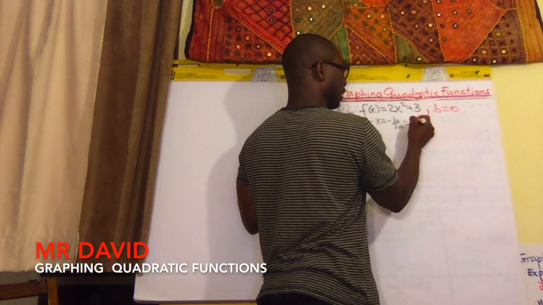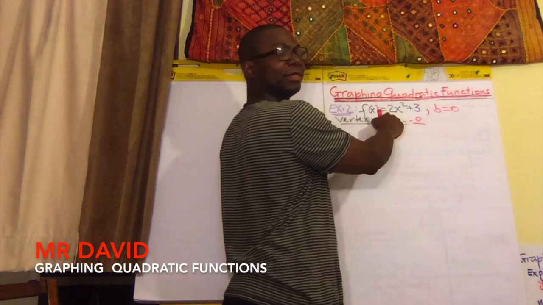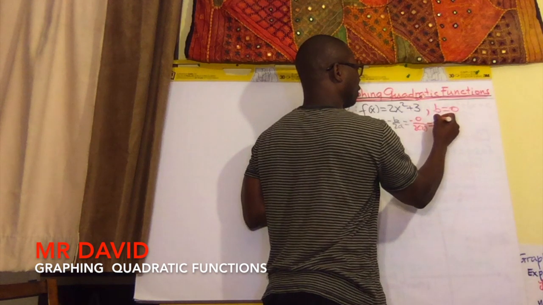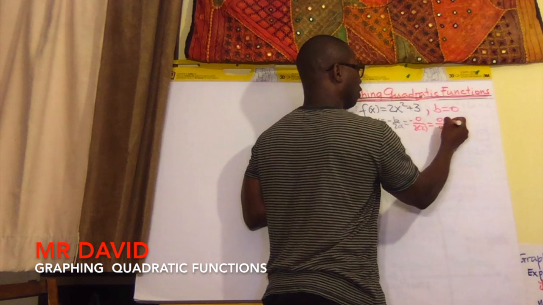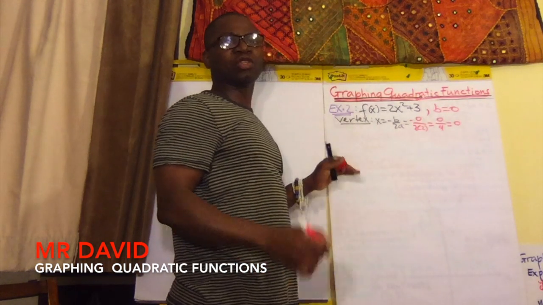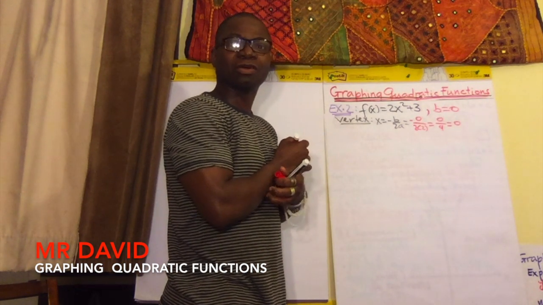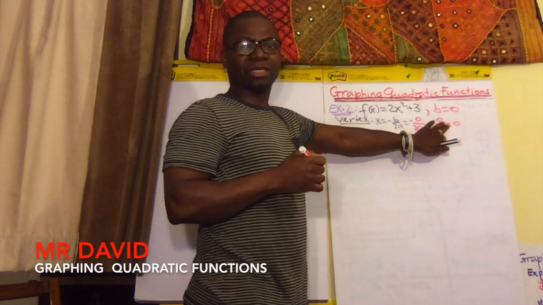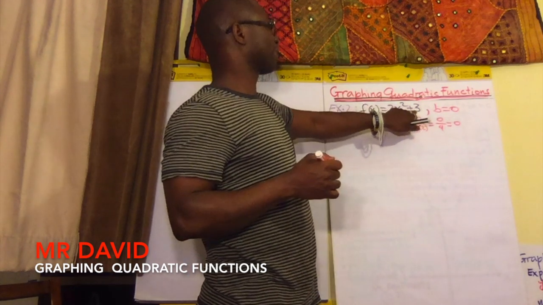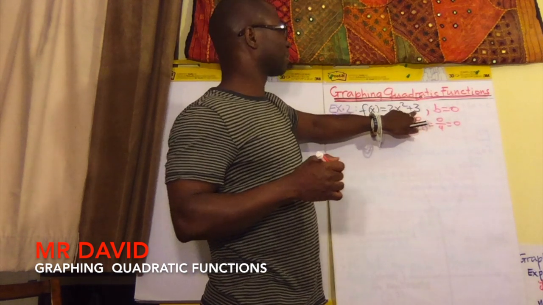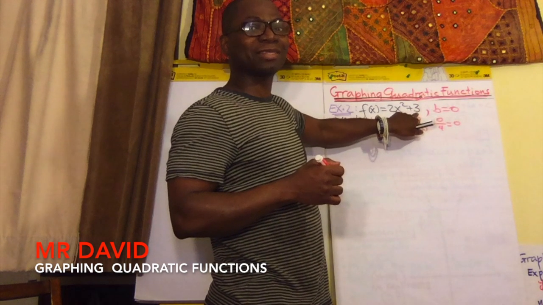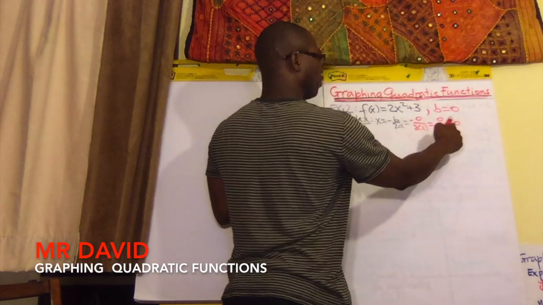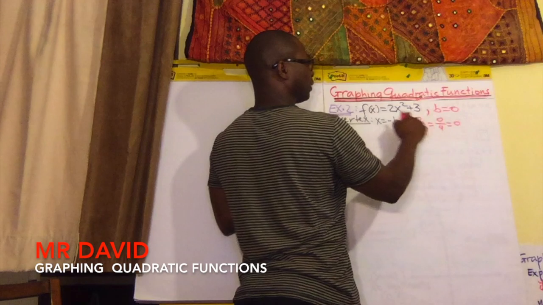So negative b means negative 0 over 2a. 2 times 2 is 4. So negative 0 is just 0, over 4, which is 0. So the x value of the vertex is 0. Many of you say there's no vertex because there's no b. No. B is 0. And some of you even make the mistake and say b is 3. No. B has to have x. So there's no x there, so that means this is c. If there's no x, b is 0. It's really important.